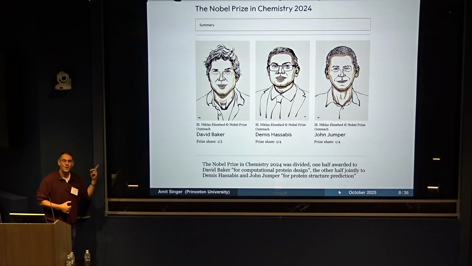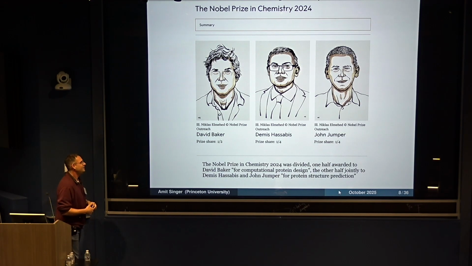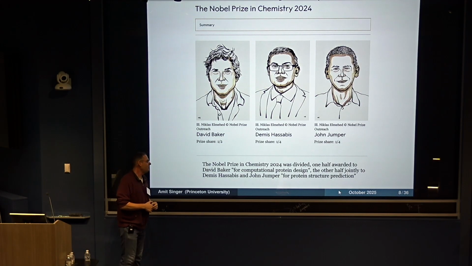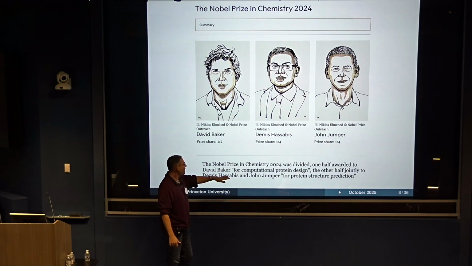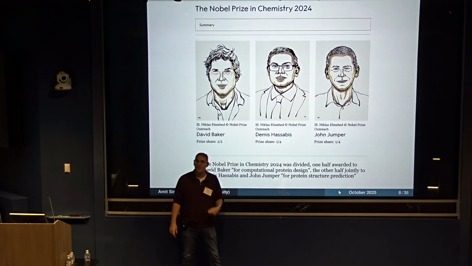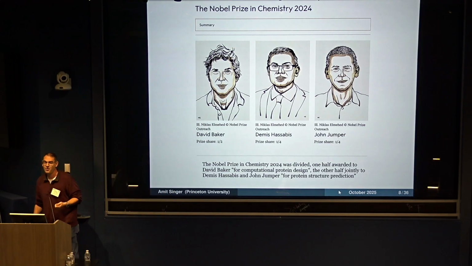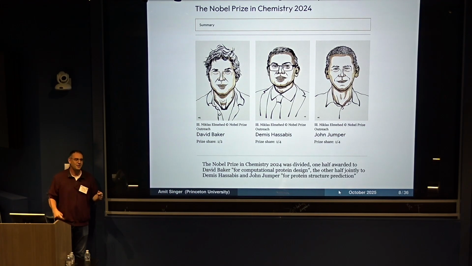OK, Nobel Prize in Chemistry last year, now we're in the age of AI, was awarded to Baker, Hassabis, and Jumper, both for computational protein design, but also for protein structure prediction. So now that we have so many structures, both using X-ray crystallography and using cryo-EM, you can use machine learning, AI, to train on those structures and actually solve the protein folding problem.